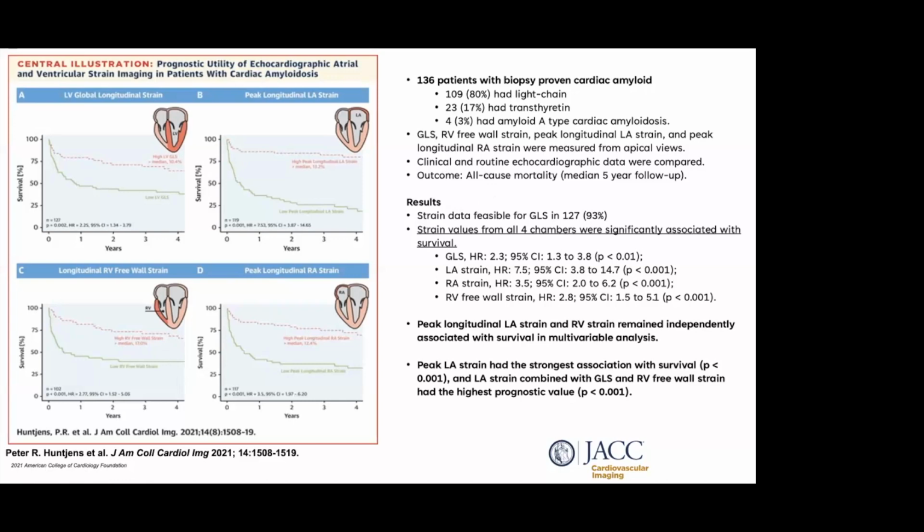From the 136, 127 actually had good enough images to proceed to strain analysis. Essentially their findings show that strain values from all 4 chambers measured were significantly associated with survival. And the peak longitudinal left atrial strain and right ventricular strain remained independently associated with survival in the multivariable analysis. So this points towards using this software in different ways to see how we can prognosticate these patients in the future.